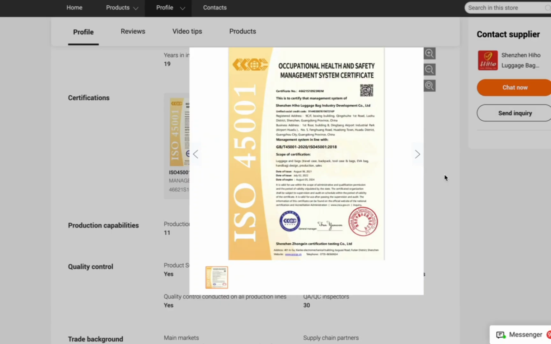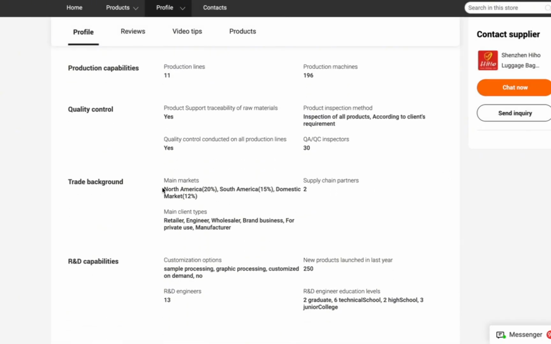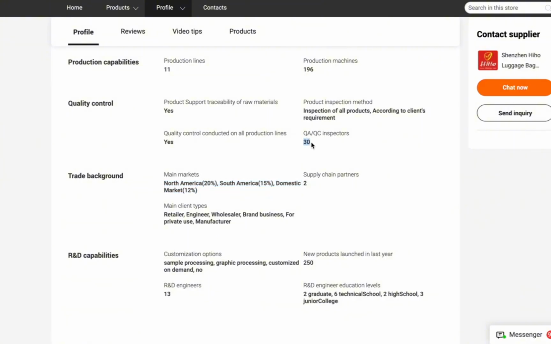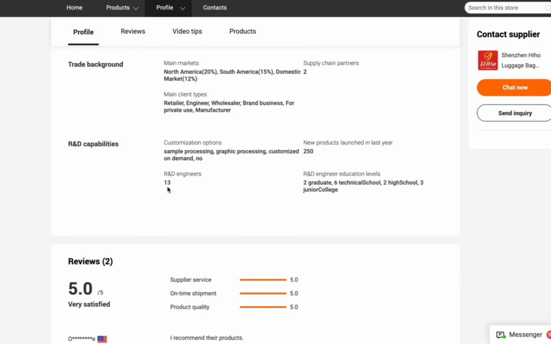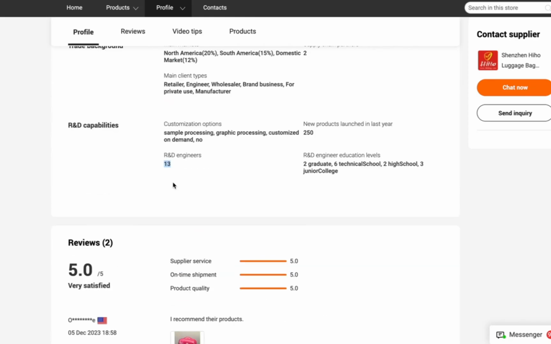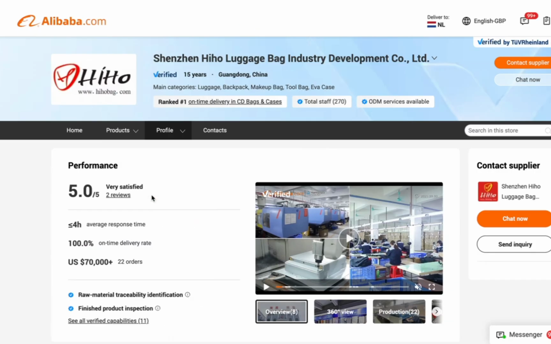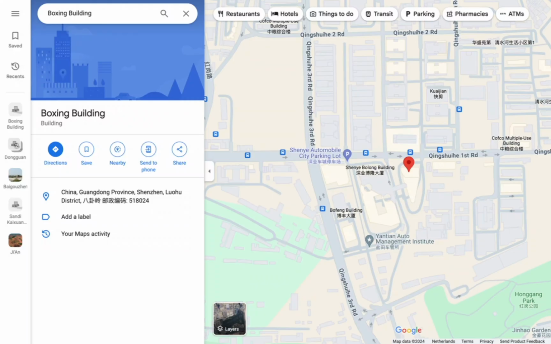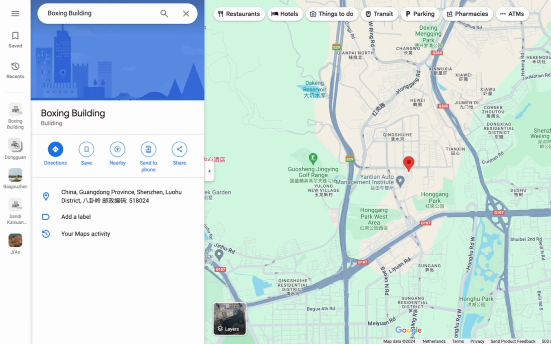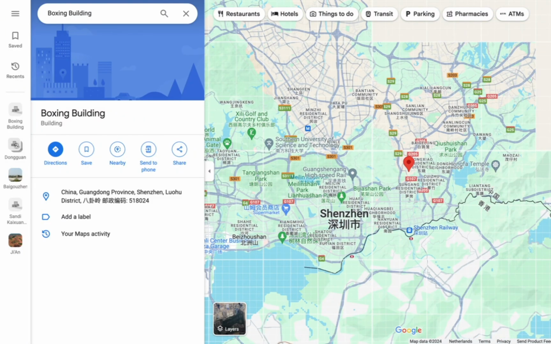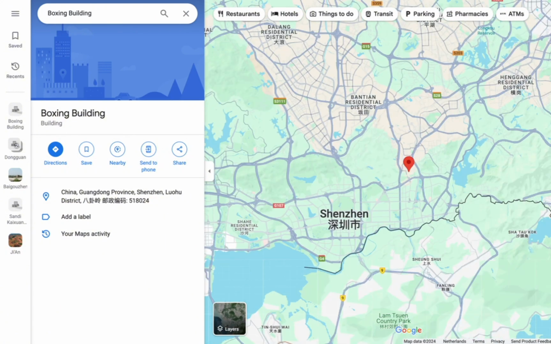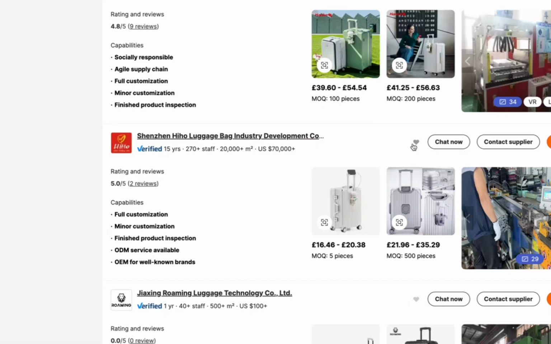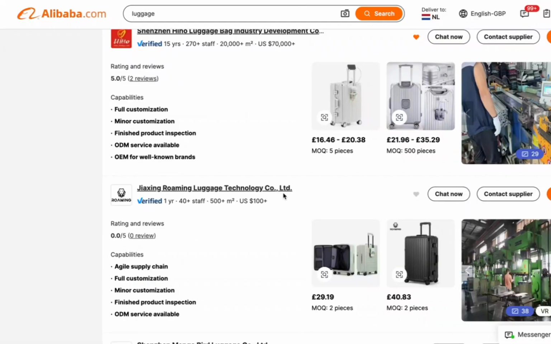They export their products to American markets, so we can be sure that the quality of their products is quite high. Additionally, they have 20 people in the quality control department. This is very impressive. This is the highest number of employees in the QC department that we have seen so far. And finally, checking their location, they are based outside of Shenzhen. I'm actually very impressed by this supplier, adding them to our favorites list.